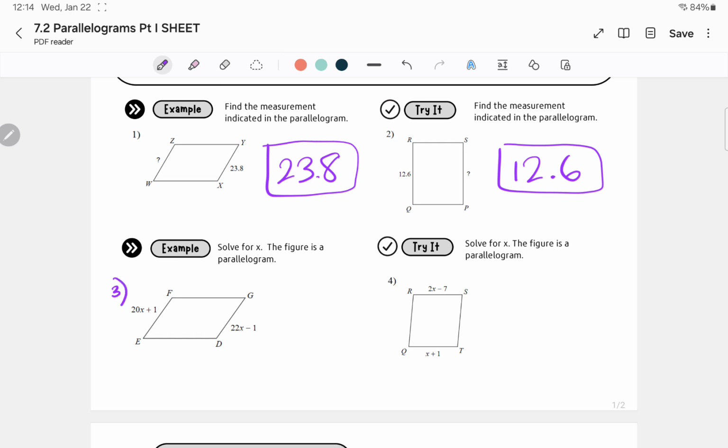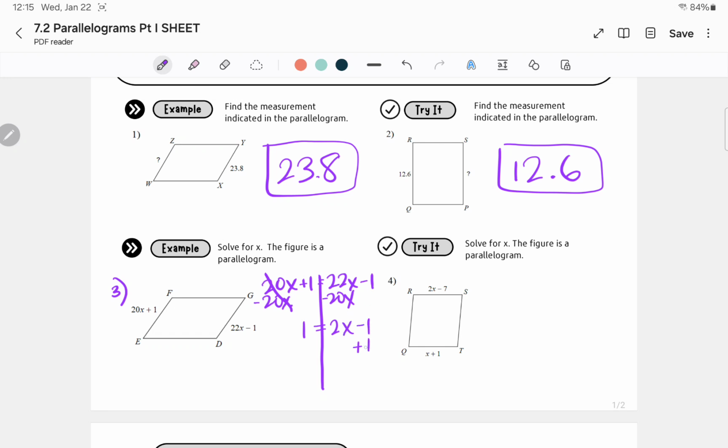So since we know the figure is a parallelogram, to solve for x, we know that the sides are going to equal each other. So my equation is going to be 20x plus 1 is equal to 22x minus 1. And then go ahead and solve for x. So I want to start with the smaller variable because that's going to keep things positive. So let's cancel out 20x on both sides. That leaves me with 1 equals 22 minus 20 is 2, so 2x. Bring down the minus 1.